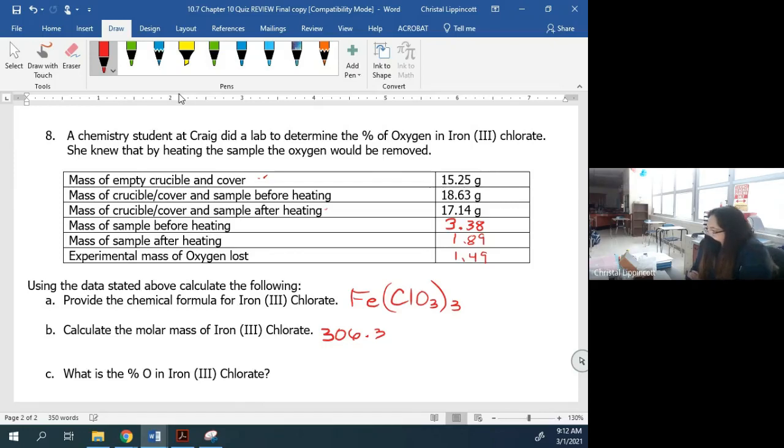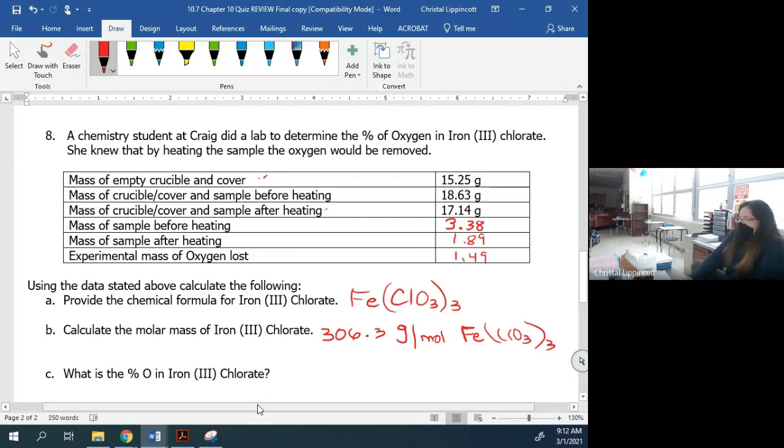306.3. I need to have units on this. Remember, the units off the periodic table are grams per mole, and then you need the formula behind it. So this is the proper units for this. And this we always do our molecular mass to the 10th place.